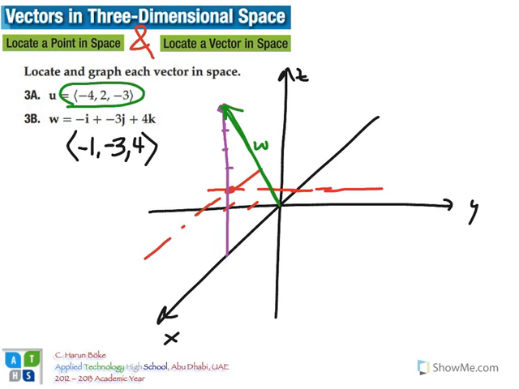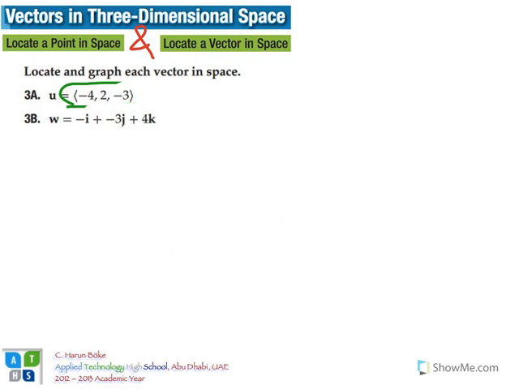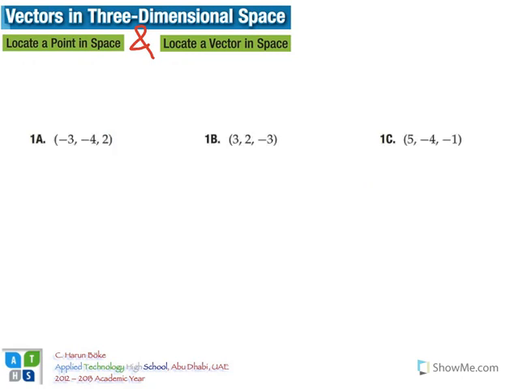Now you can try the points which we plotted in the first part of this video. So I'm going to bring them down now here. You can try to locate them as vectors. Consider them as the component form of vectors and try to locate them in three-dimensional space, and then draw your vector from the origin to the given points.